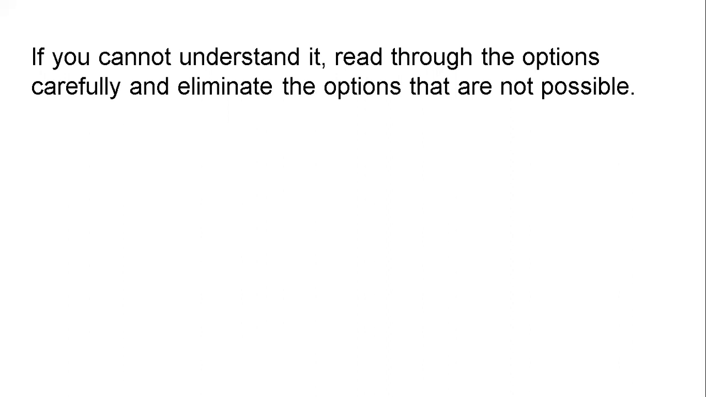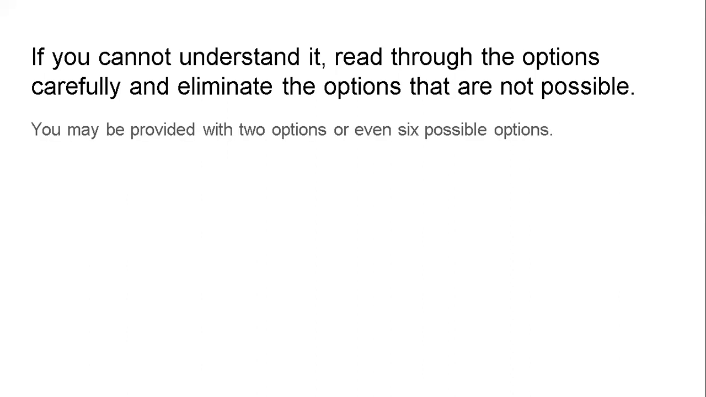If you have a question in front of you that you cannot understand, what should you do? Read through the options carefully again. Then eliminate the options that are not possible. So go through the process of elimination. Not this one, not this one, not this one, not this one, so it has to be this one. Get what I mean?